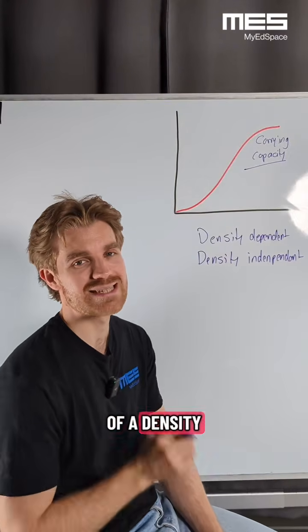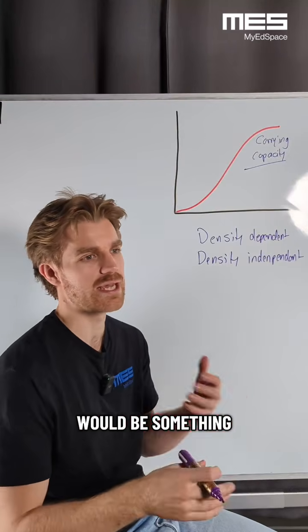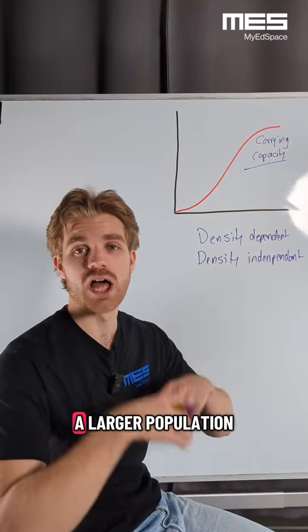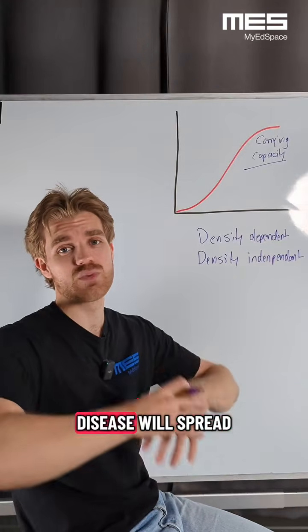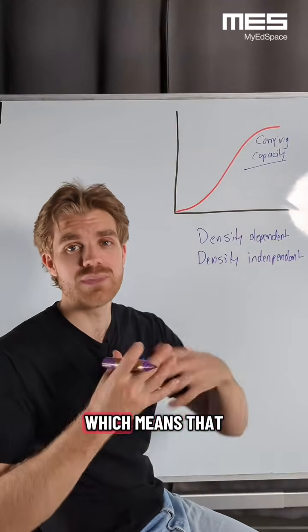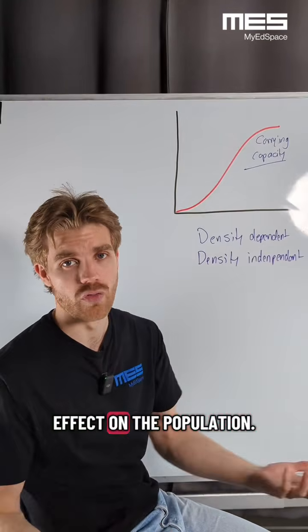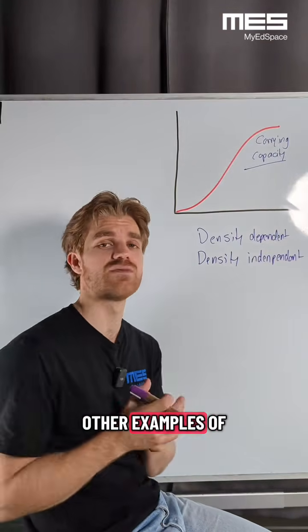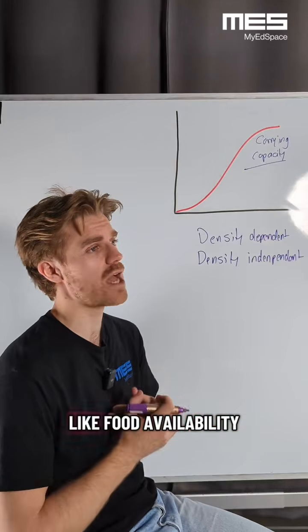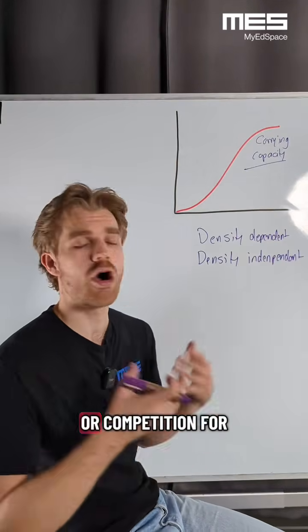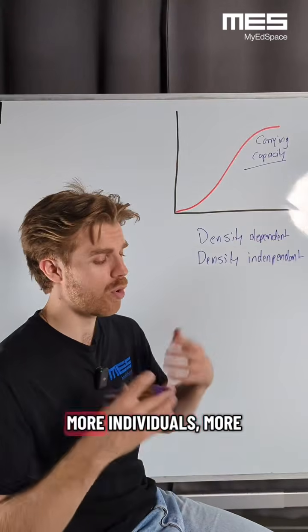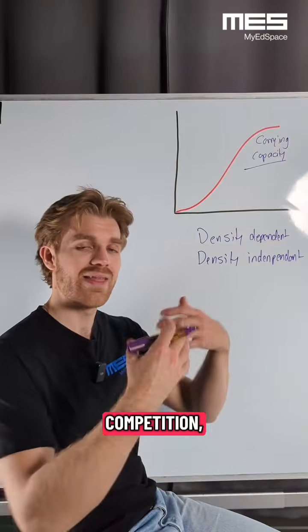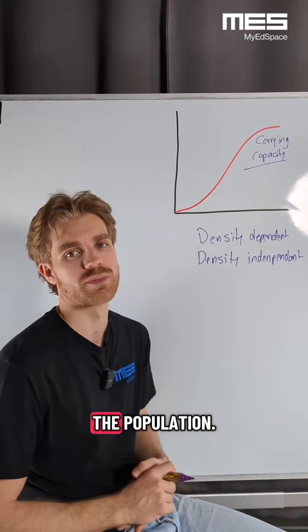A good example of a density-dependent factor would be something like the spread of a disease. A larger population means that the disease will spread more easily, which means that it will have more of an effect on the population. Other examples of density-dependent factors might be things like food availability or competition for resources. More individuals, more competition, the factor then has more of an effect on the population.